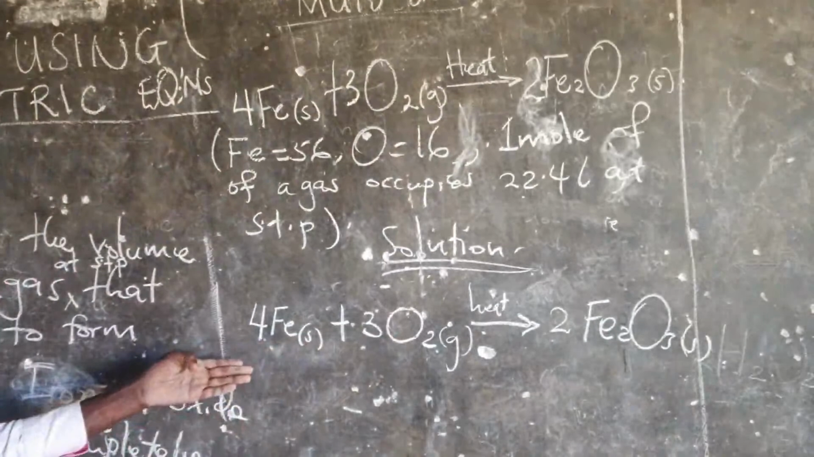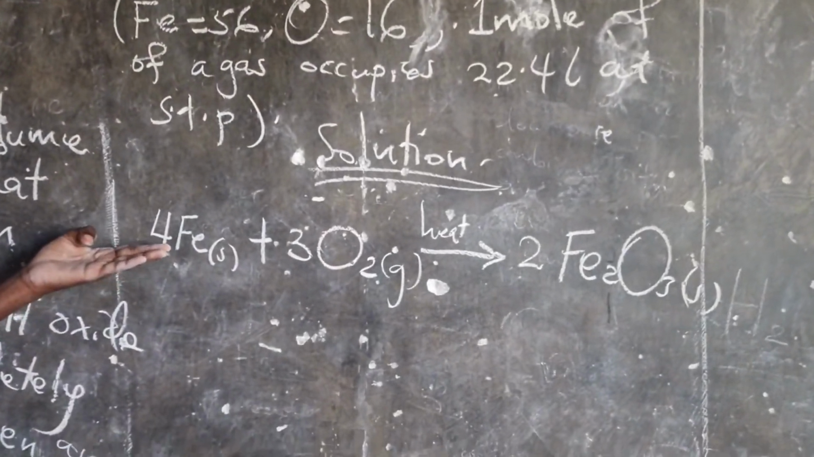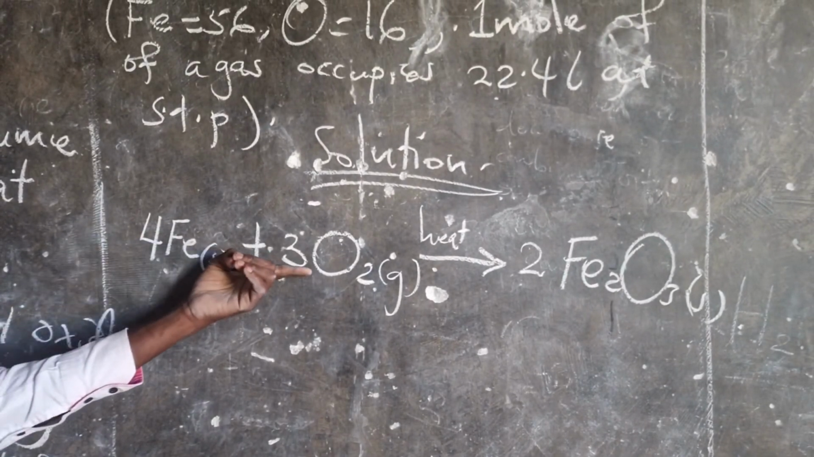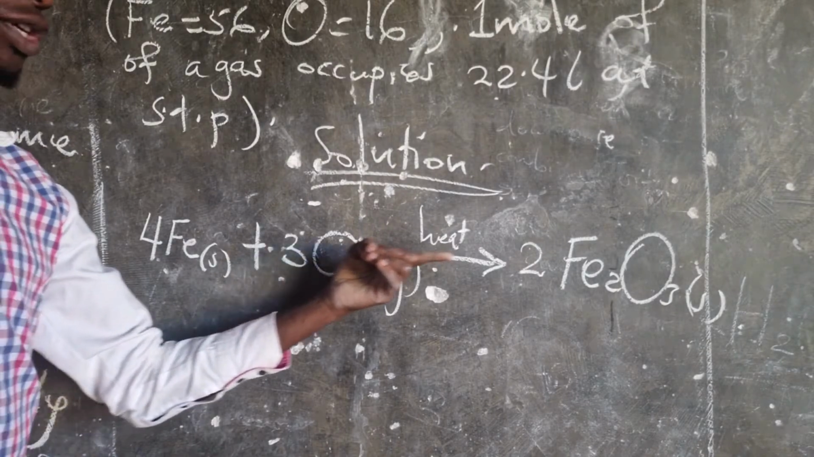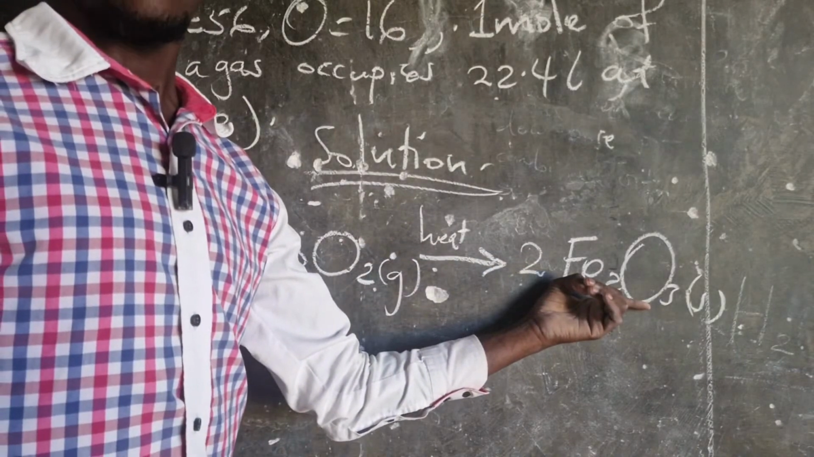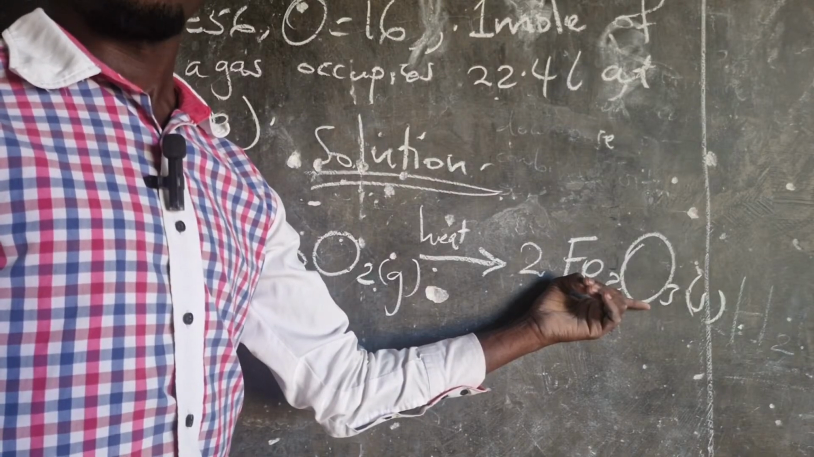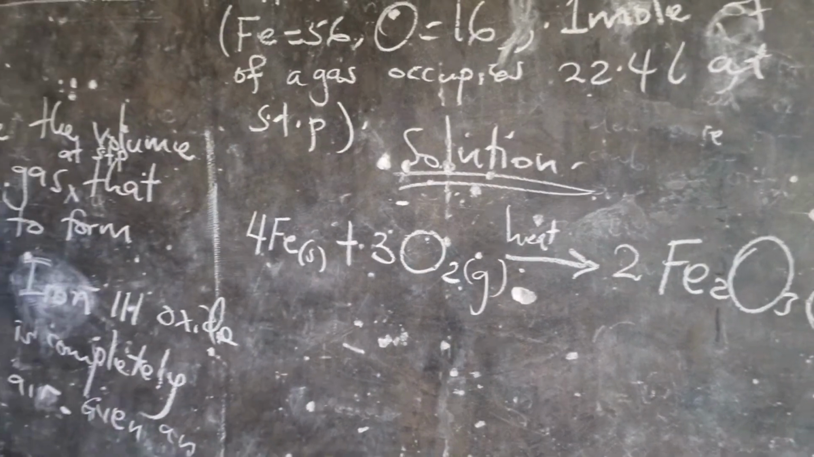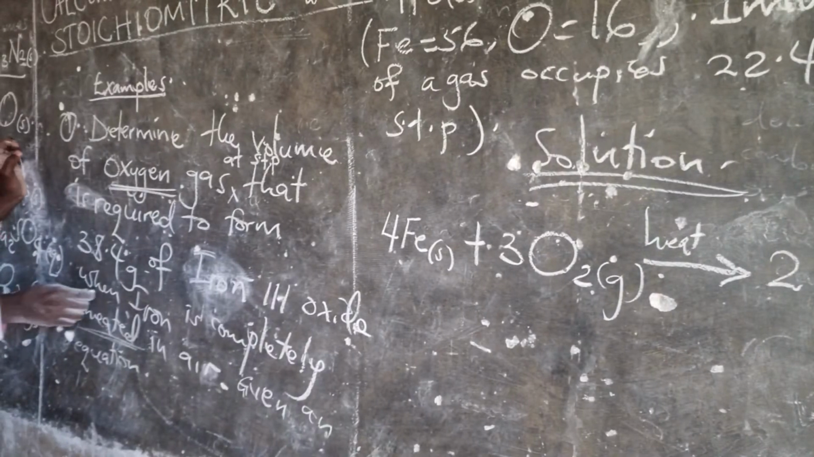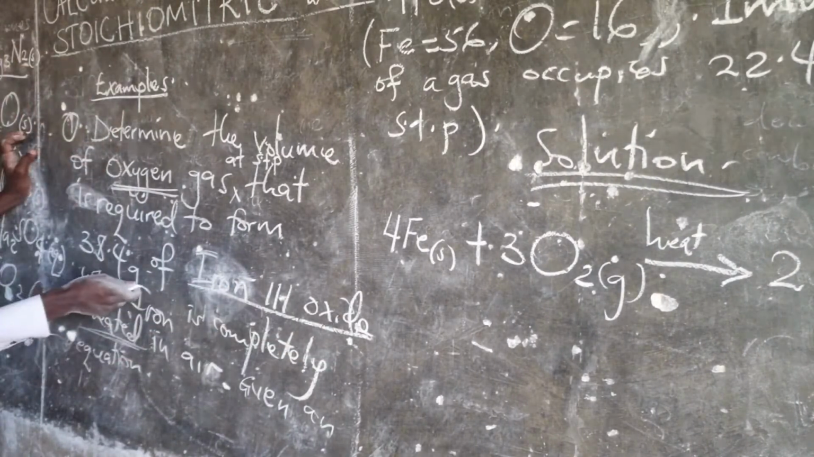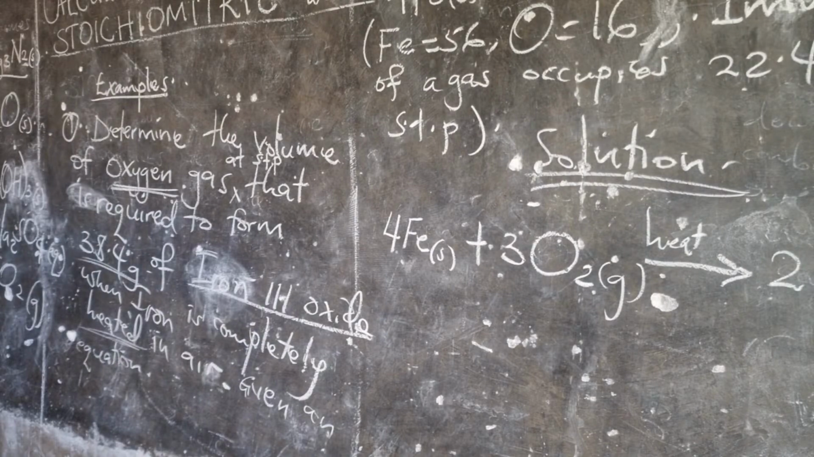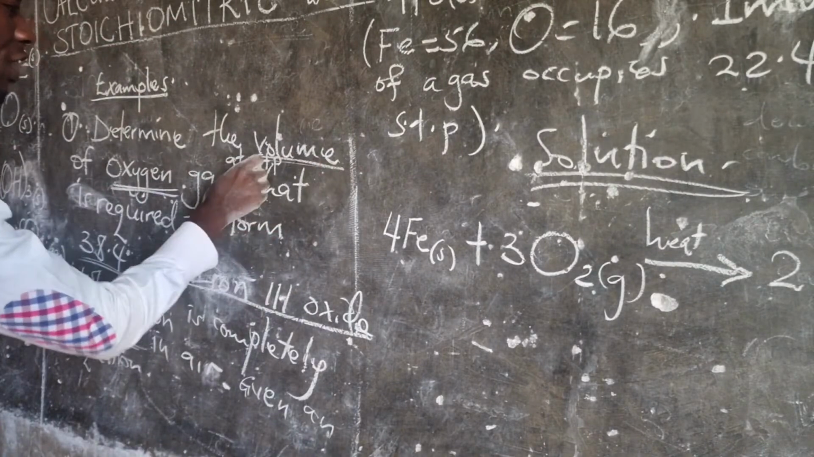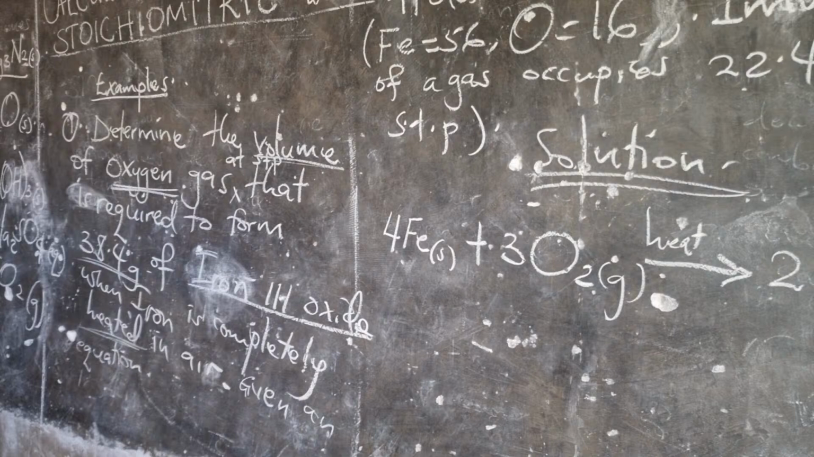From the equation, it is stated that 4 molecules of iron react with 3 molecules of oxygen to give 2 molecules of iron 3 oxide. But basing on the scenario, they want us to relate only oxygen with the product, because the mass they gave us was of the product, and the question is asking for the volume of oxygen at STP.